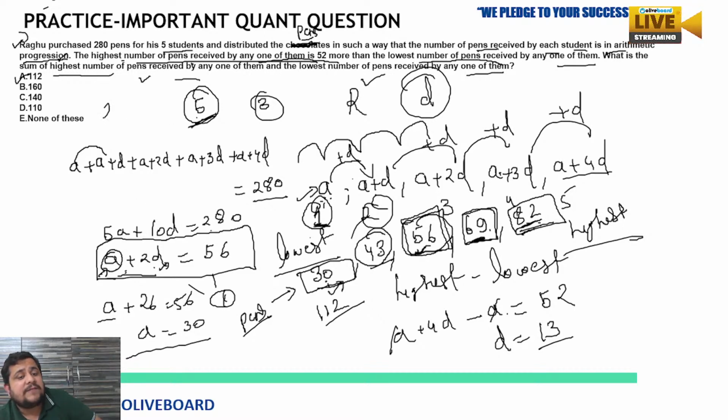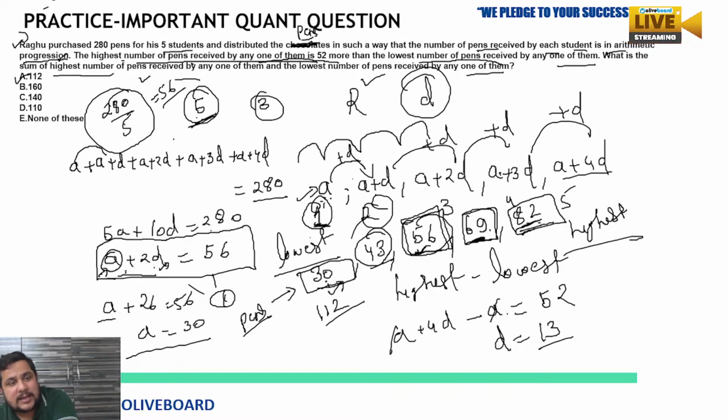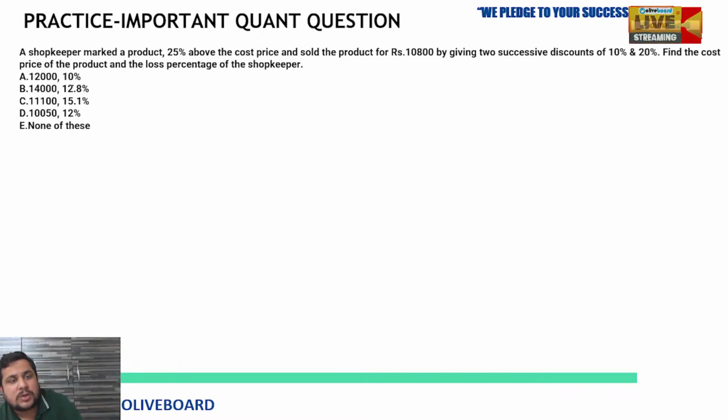Otherwise 280 by 5, no need to go for anything. 280 by 5, this will be the average distribution, right? No need to calculate anything then. So I hope you get it very well. Let's move on to the next one.